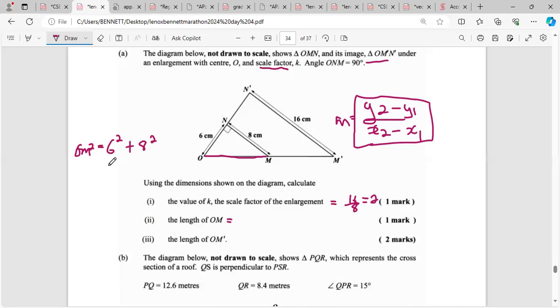So 6 times 6 is 36, 8 times 8 is 64, which gives us 100. To get rid of this square, we find the opposite of square, which is square root. So we find the square root of 100. Everyone should know the 6, 8, 10, 3, 4, 5, 12, 13, and 5, right? You should know that by heart, guys. So this works out to 10. So the length of OM is 10 centimeters.